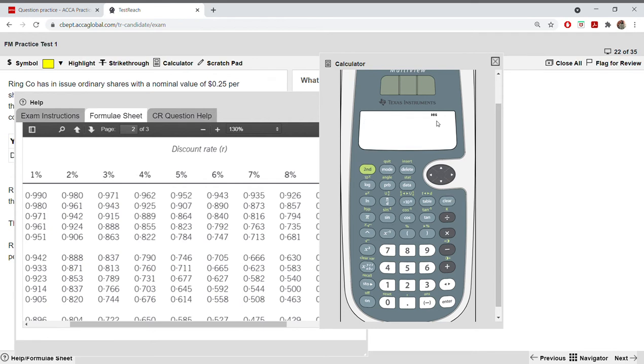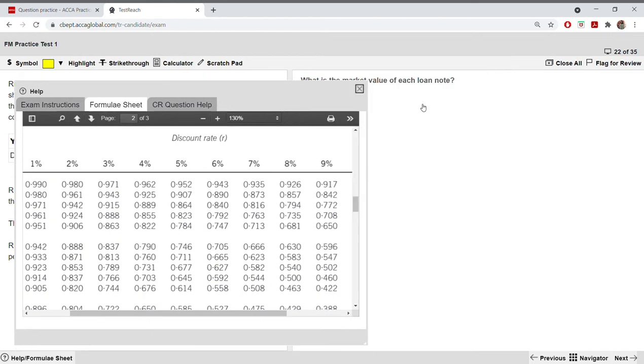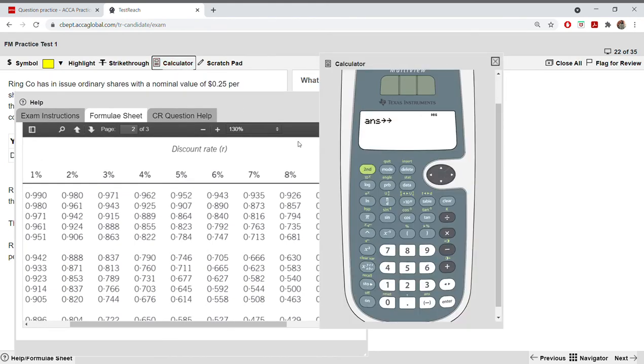What happened? I just pressed clear. Everything is deleted. Right? So, what can I do to bring it out? There's no way that you can bring it out. I'm sorry, by mistake I have pressed that. So, again we have to do. Okay, so again I'm not doing it. I will just do it manually and show you the answer.